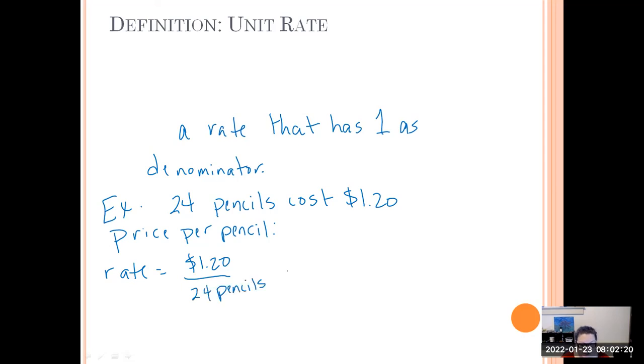The unit rate would be dividing these. So you would end up with a 1 in the denominator. So sorry. We got cats and I don't think that's going to work.